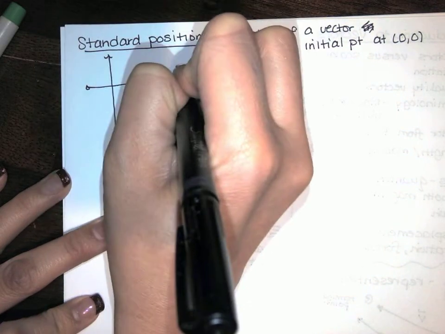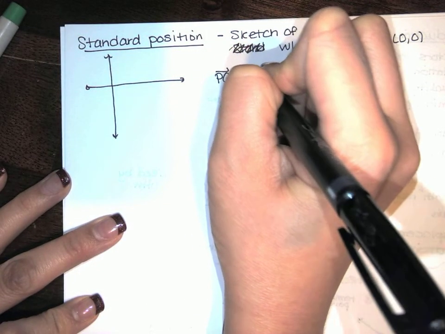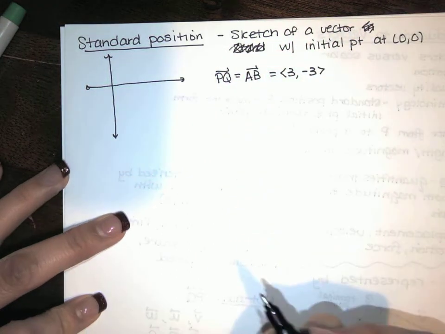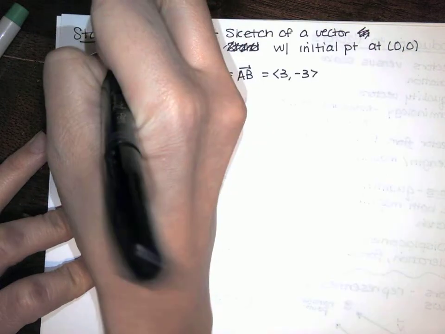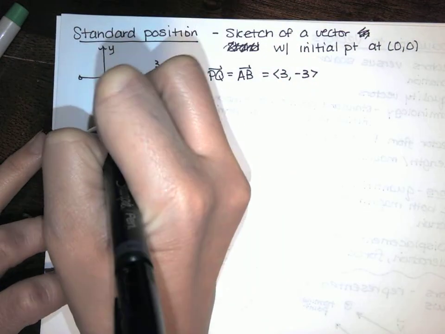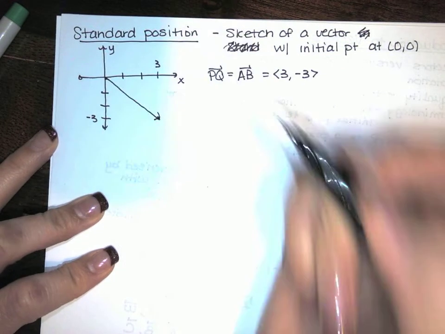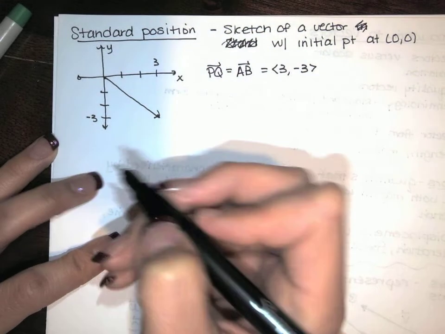So that vector PQ, AB, that turned out to be the same thing, this vector. If we start at the origin and we go 3 units in the x direction and negative 3 units in the y direction, we end up right there. That's the same vector. This is called standard position.